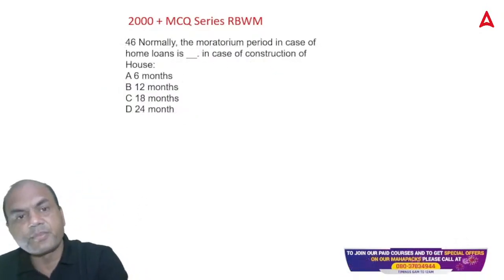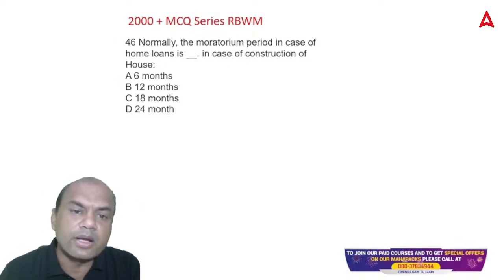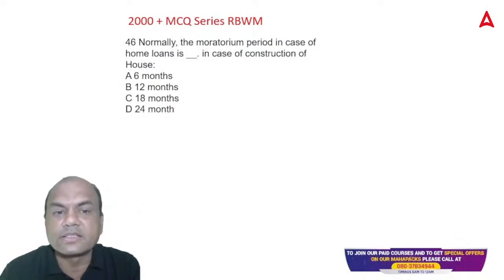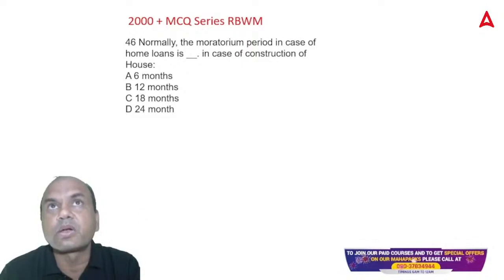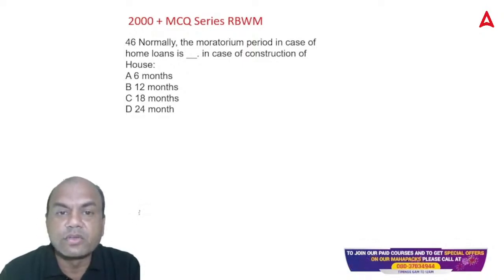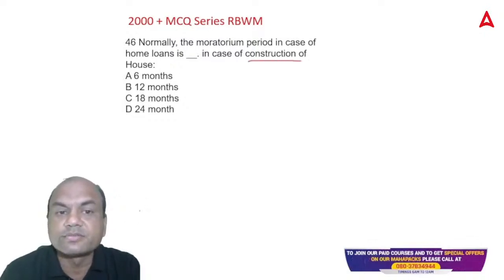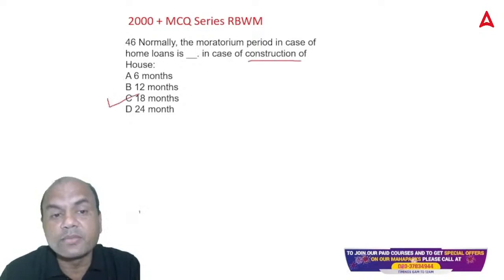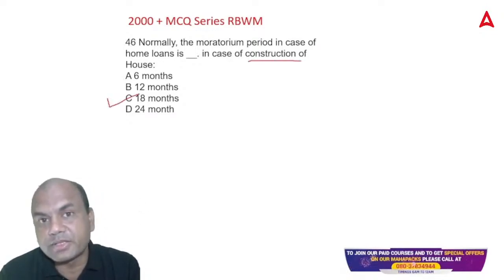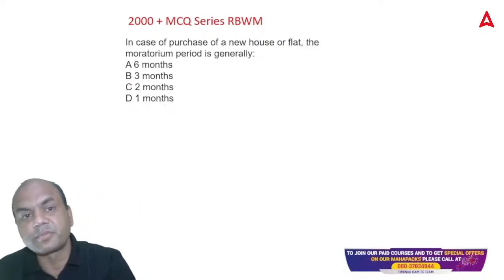Normally, the moratorium period in case of home loans is dash in construction of a house. So, what is the moratorium period? For a new house, construction of a house, it is, everyone, 18 months. Remember this, 18 months.